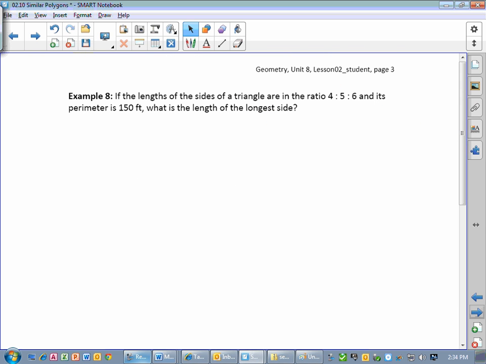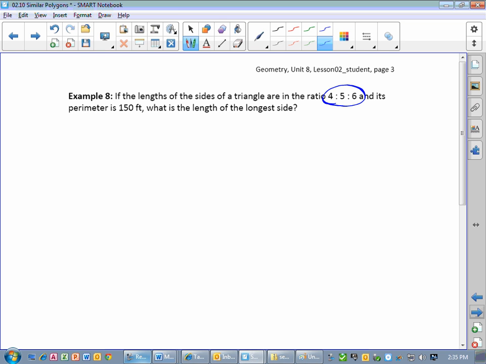Okay, another example. Last example. It says if the lengths of the sides of a triangle are a ratio of 4 to 5 to 6, and its perimeter is 150 feet, what is the length of the longest side? Okay, so what this means is that the lengths of the sides of the triangle are actually not 4, 5, and 6. They're 4 times the scale factor, 5 times the scale factor, and 6 times the scale factor. So they're all multiples of some other number.